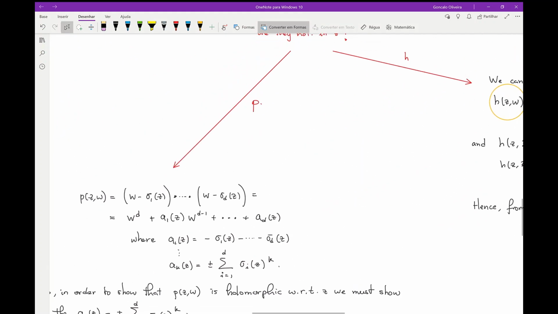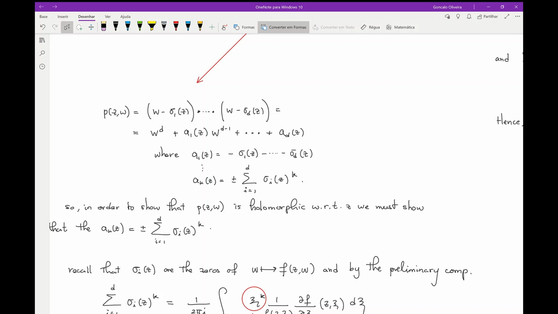Now let's go back to P, our Weierstrass polynomial. Remember it was this product. We write it as a polynomial in W in this way, and of course the coefficients are these guys, which for example the first one is just minus the sum of all of them. All of them are sums of powers of the values of the zeros. What we need to do now is to prove that these are holomorphic in Z, which is the same thing as saying that these sums with different powers are holomorphic in Z. So that's what we're going to do now.